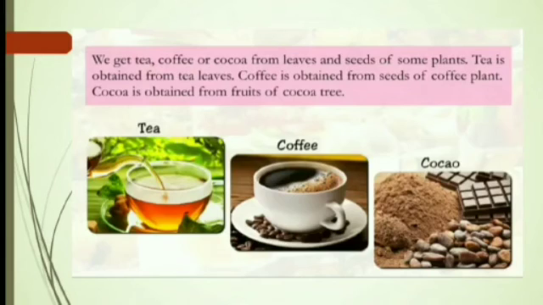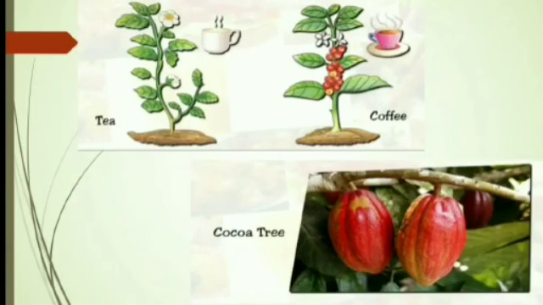Students, we get tea, coffee or cocoa from leaves and seeds of some plants. Tea is obtained from tea leaves. Coffee is obtained from seeds of the coffee plant. Cocoa is obtained from fruits of the cocoa tree.